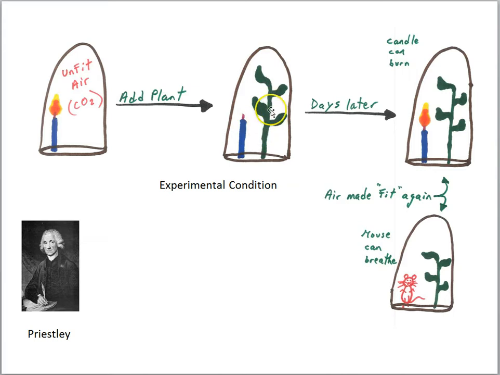the plant seems to be changing, he argued, changing the air inside the vessel. And it's fixing the air to the point where a candle can burn again. Now, the idea would be that if it fixes the air for a flame, it would be fixing the air for an animal as well, because the flame and the animal are using the same substance. So Priestley argued that he discovered what it was in nature that was fixing the air. Animals were constantly spoiling the air, but plants were fixing the air.